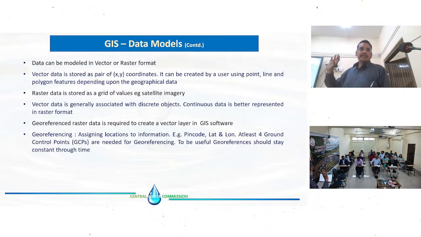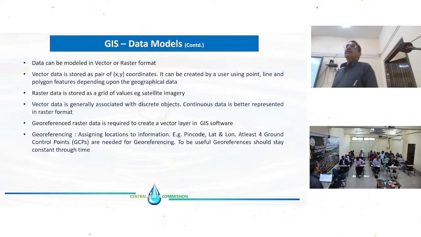Data can be modeled either as raster or vector. Vector data is stored as a pair of xy coordinates, starting with point, then line, polygon. Raster is stored as a grid. Vector data is generally associated with discrete objects. Continuous data is better represented in raster format.